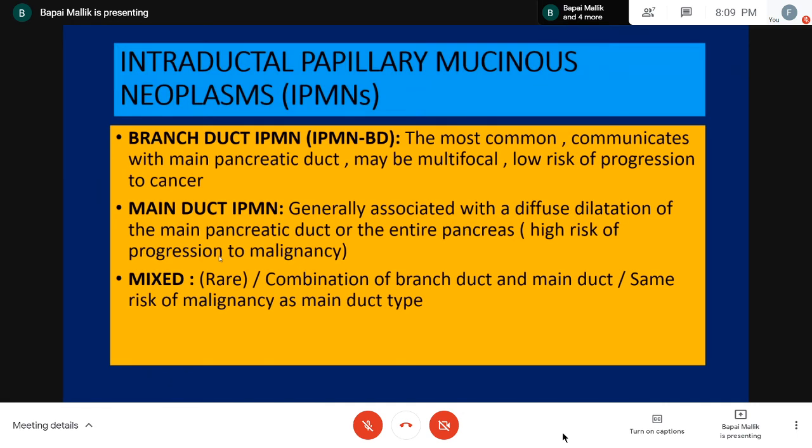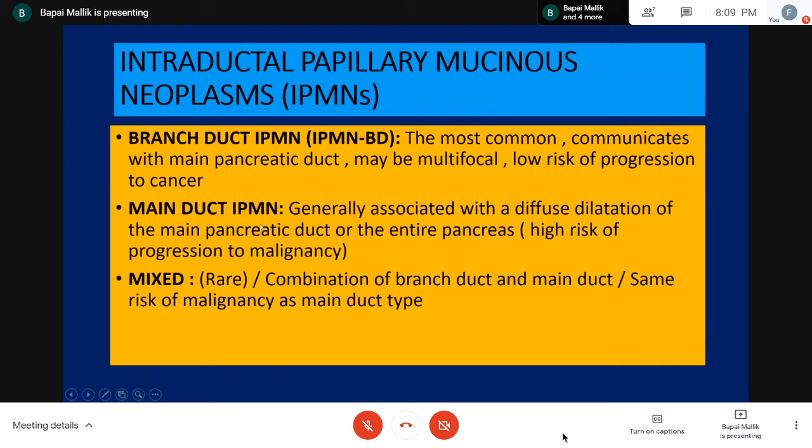Next, intraductal papillary mucinous neoplasms. They are of three major types: the branch duct IPMN, the main duct IPMN, and the mixed type of IPMN. The branch duct IPMNs are the most common type. They communicate with the main pancreatic duct. They may be multifocal, but importantly, they have a lower risk of progression to cancer. Whereas the main duct IPMN is generally associated with diffuse dilatation of the main pancreatic duct.